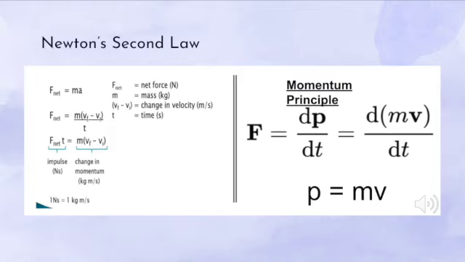Newton's second law says the net force equals mass times the change in velocity, all divided by the change in time, with units of kilograms times meter per second squared. This law can be related to the momentum principle, which can be found on the screen.